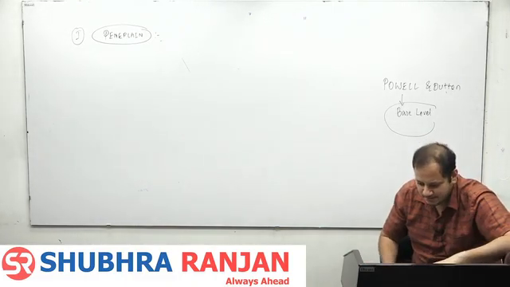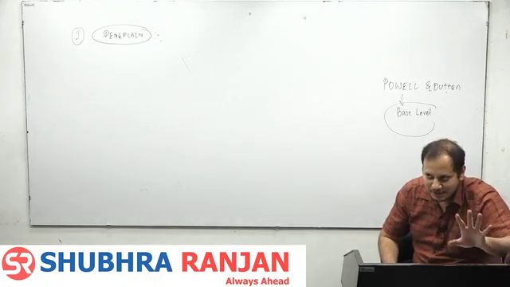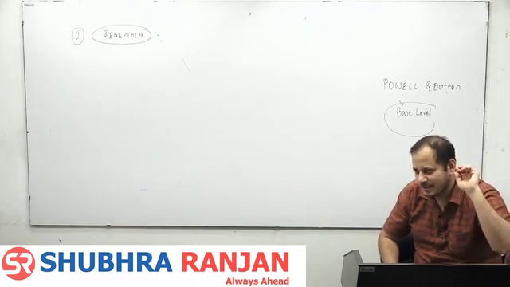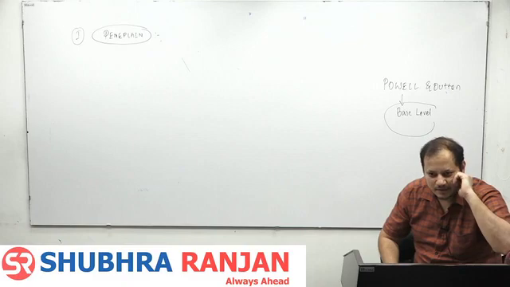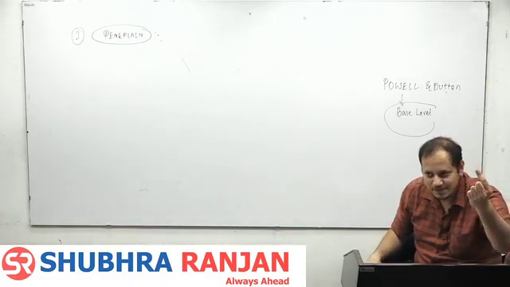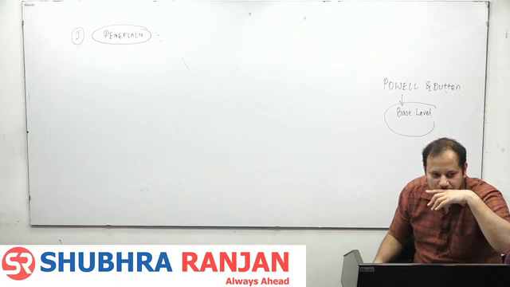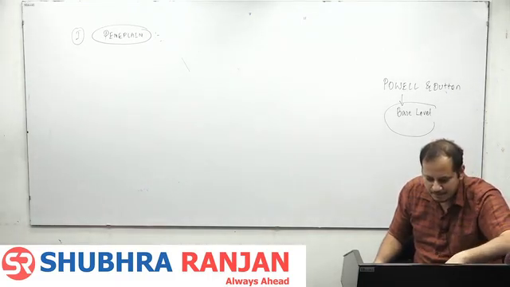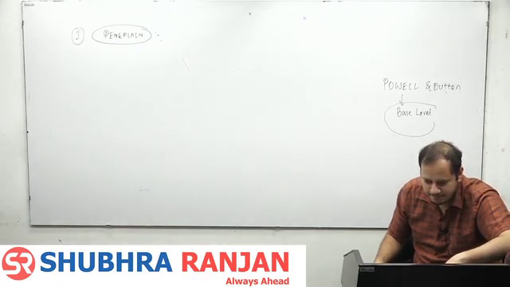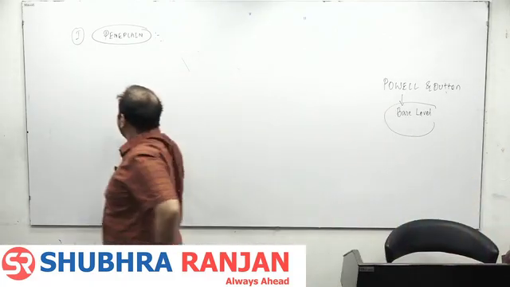Characteristics. Tell me whether I am right or wrong. Can I say the first characteristic of a peneplain is that it is a flat land very near to the sea level? Peneplain is a flat? No, it is convex or concave. That is the first characteristic. Peneplain is not a flat land, not a flat surface, but convex or concave.